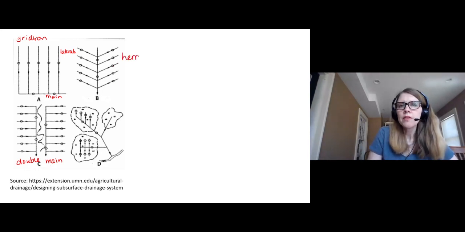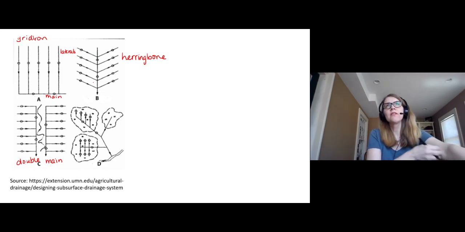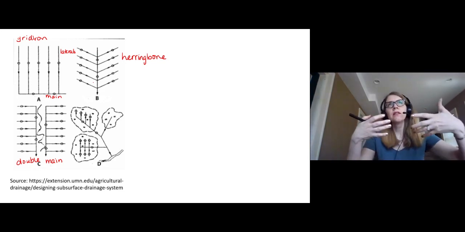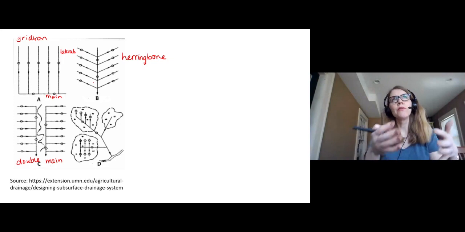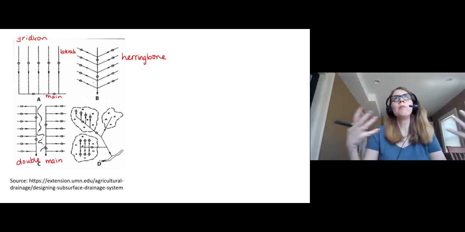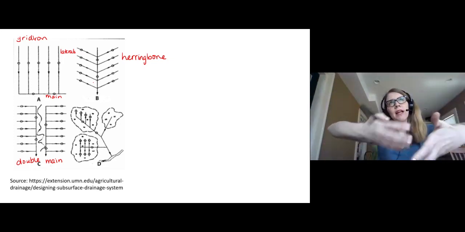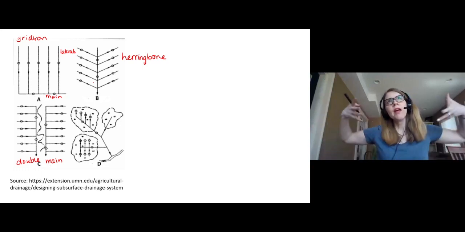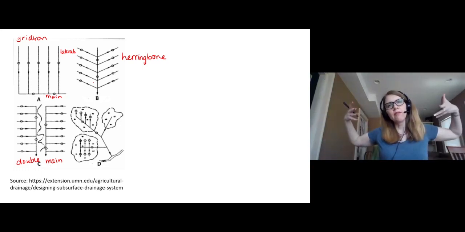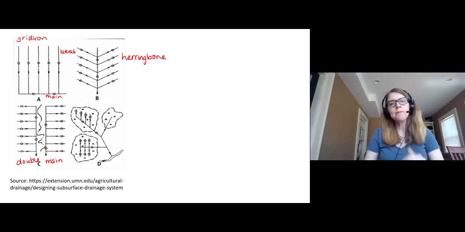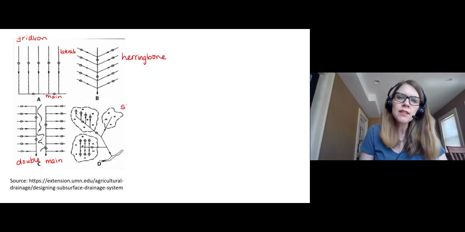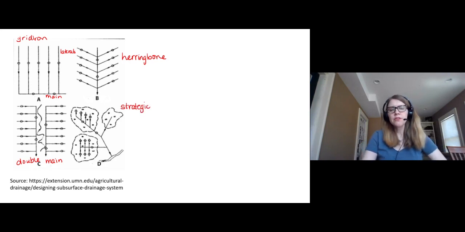There's also the herringbone style. And remember, this is going to be appropriate when we've got kind of a channel or a draw area here, not necessarily such a place of concentrated flow that we would want to put a grass waterway in, but maybe we've got two sides of the field that kind of come together. We'll put a main line down the middle and then put laterals kind of up the hill slopes a little bit more.